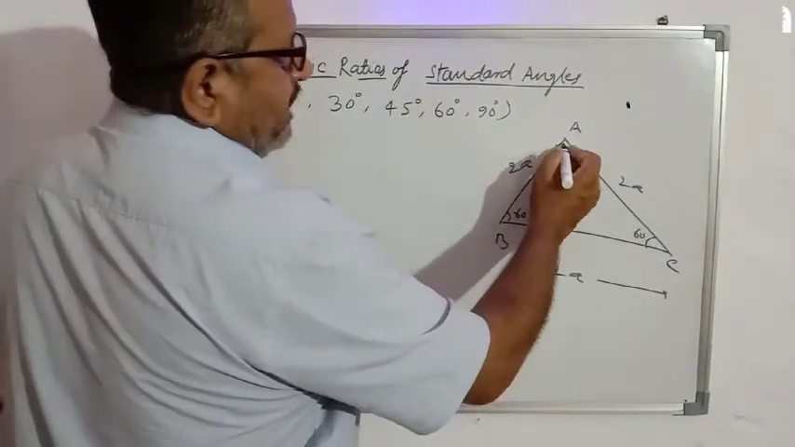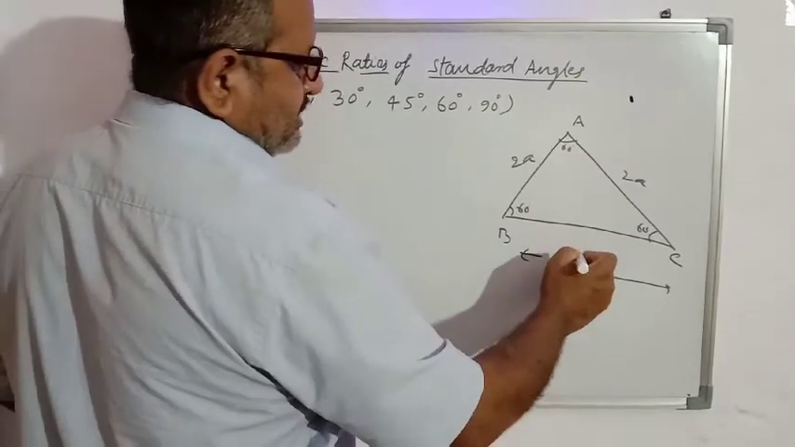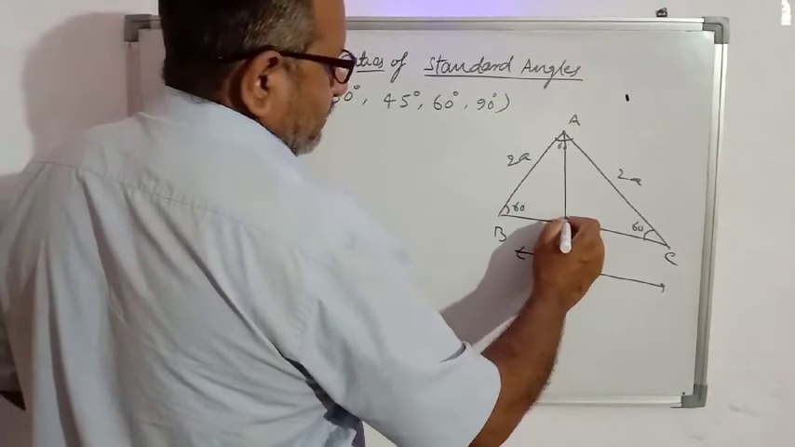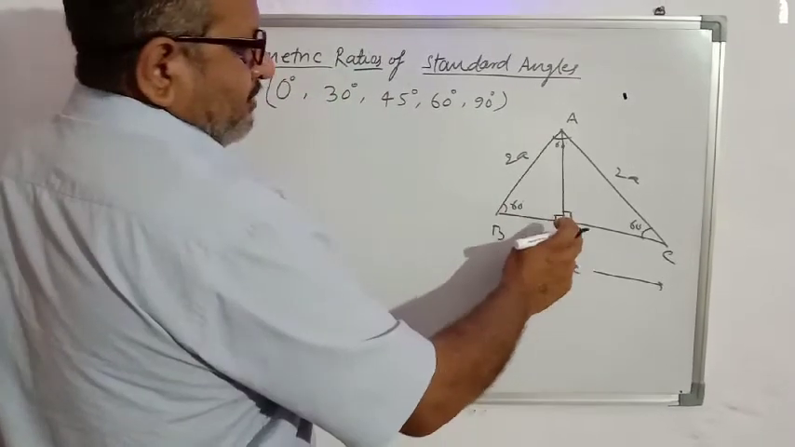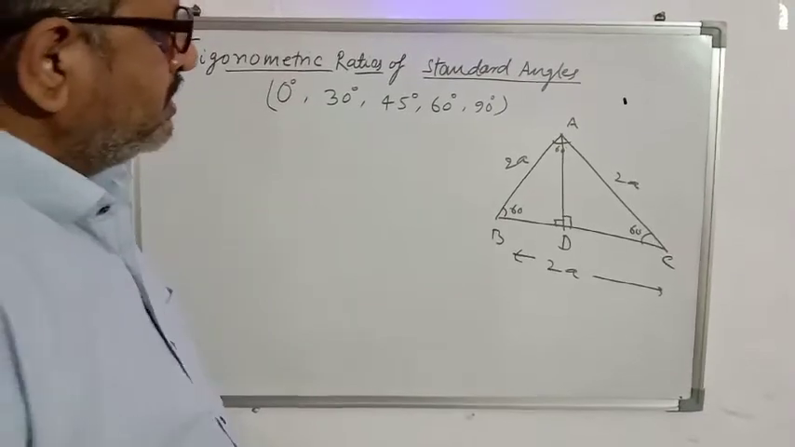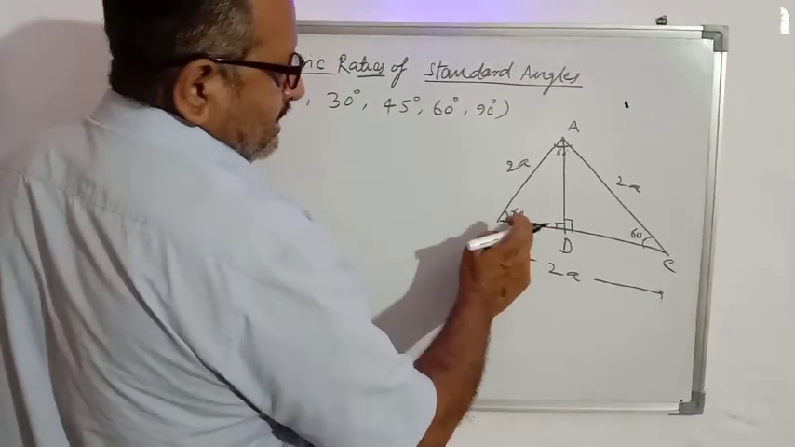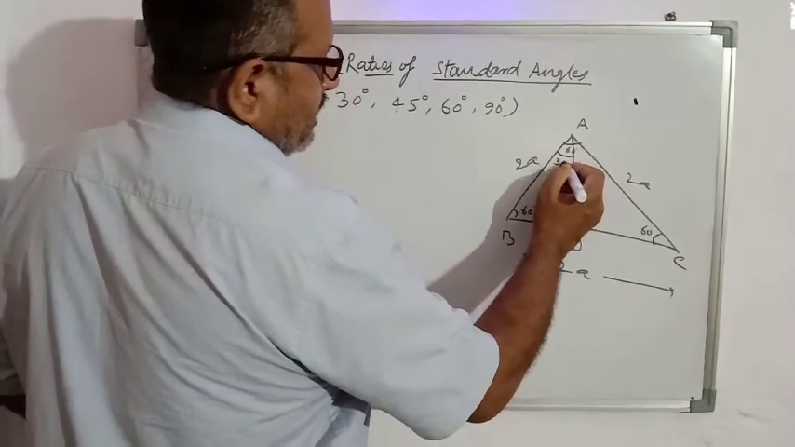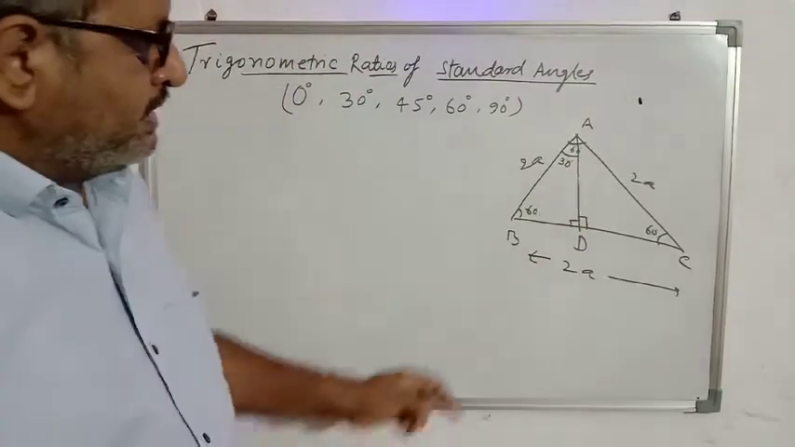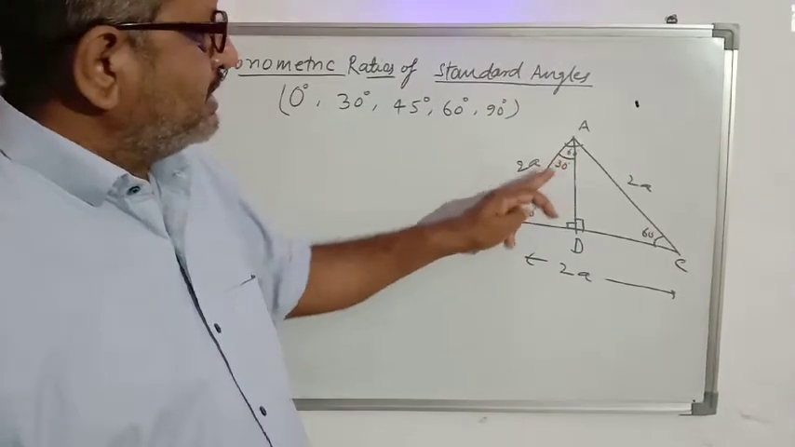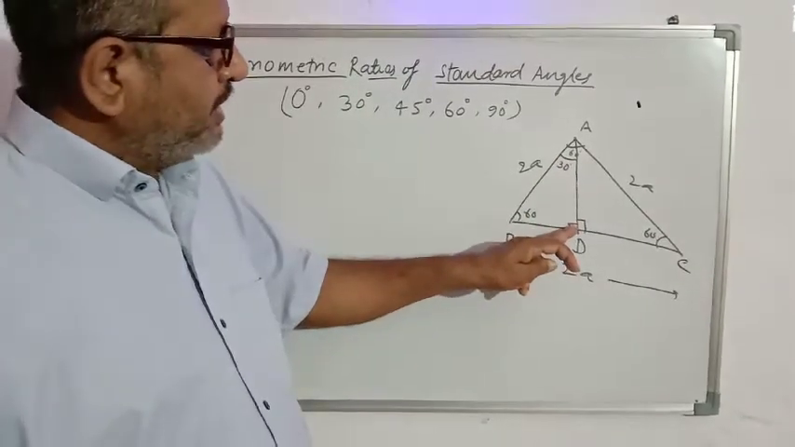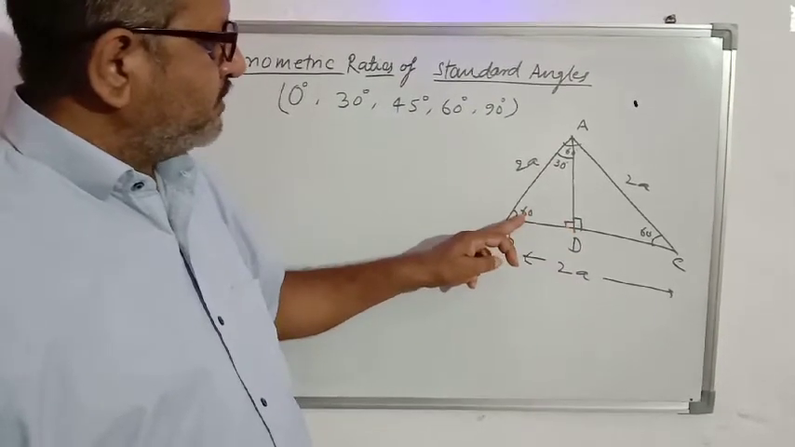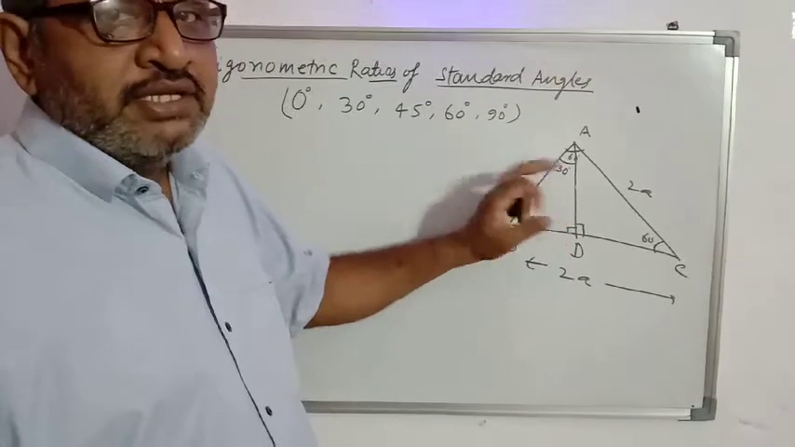Now we will draw a perpendicular from the vertex A on the side BC. AD is perpendicular, so this angle is 90 degree. It is 60 degree. What will be this angle? 30 degree. We know that the sum of all the three angles in a triangle is 180. This is perpendicular, so angle D is 90 degree. Angle B 60 degree. 90 plus 60 is 150. So the third angle will be 30 degree.